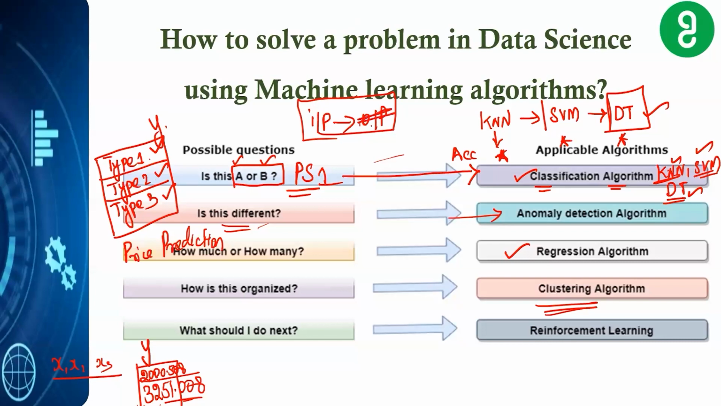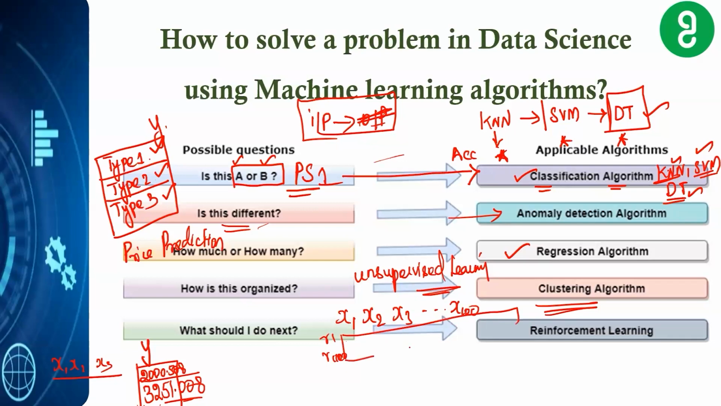I don't know the exact output, even for the training data set. That kind of approach is called unsupervised learning. For unsupervised learning, we need a clustering algorithm, that is, K-means clustering. Based on the features and characteristics of x1, x2, till x100, I can group rows 1 to 100. Rows that come under a similar pattern, I can categorize as cluster 1 or category 1.